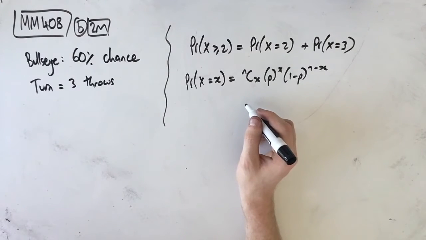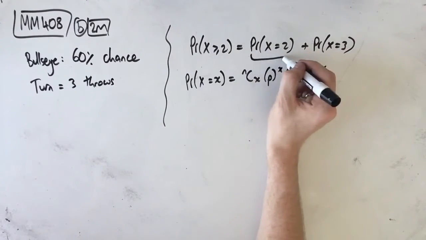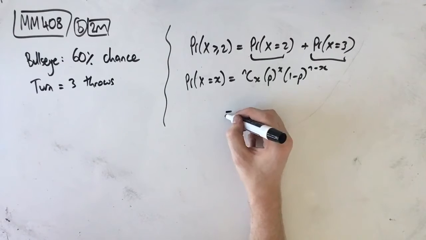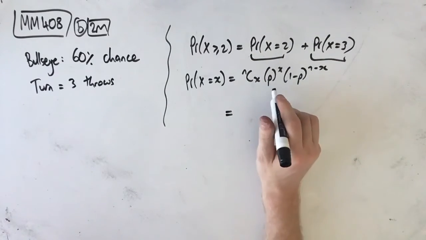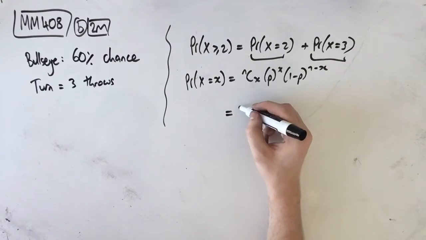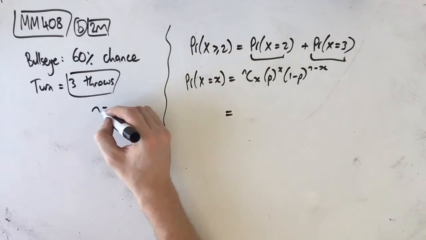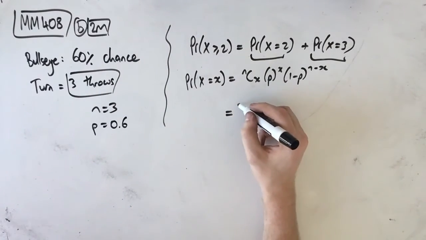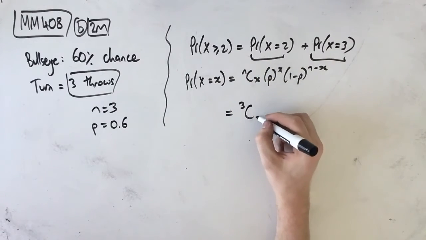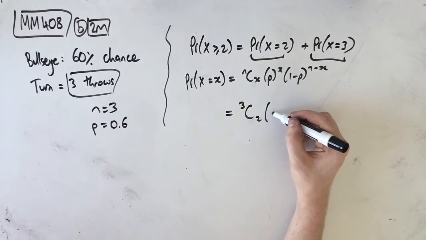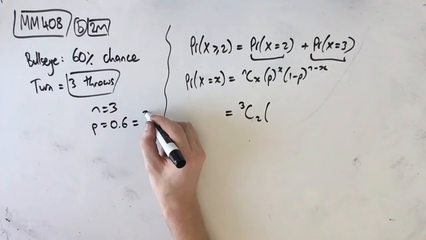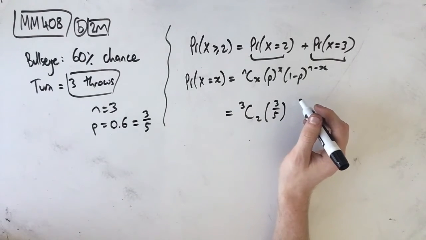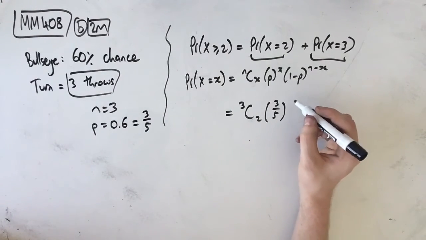Now, what we are looking for is the probability that X equals 2 and the probability that X equals 3, which is why it's quite annoying to do without a calculator. So we'll do this one first, and then add the other on the end. Remember we have 3 throws, so n is equal to 3, and p is equal to 0.6, which is 60%. So n is 3, C 2, times p, which is 0.6, and I'm going to change 0.6 into a fraction, which is 3 on 5, because we don't have a calculator, and decimals are really annoying to do with powers.